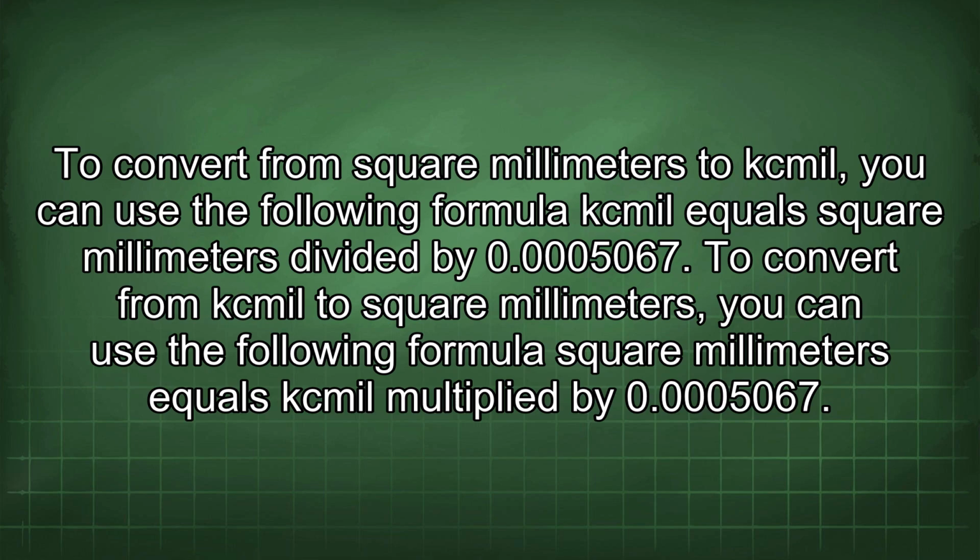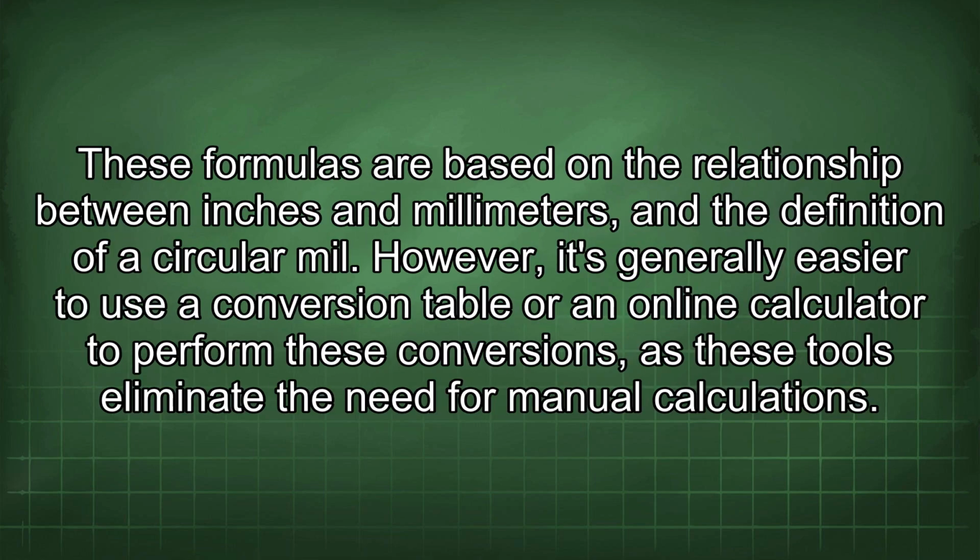To convert from square millimeters to kcmil, you can use the following formula: kcmil equals square millimeters divided by 0.5067. To convert from kcmil to square millimeters, you can use the following formula: square millimeters equals kcmil multiplied by 0.5067. These formulas are based on the relationship between inches and millimeters and the definition of a circular mil. However, it's generally easier to use a conversion table or an online calculator to perform these conversions, as these tools eliminate the need for manual calculations.